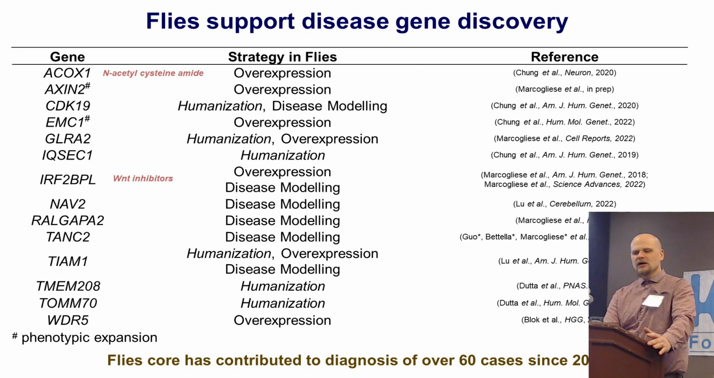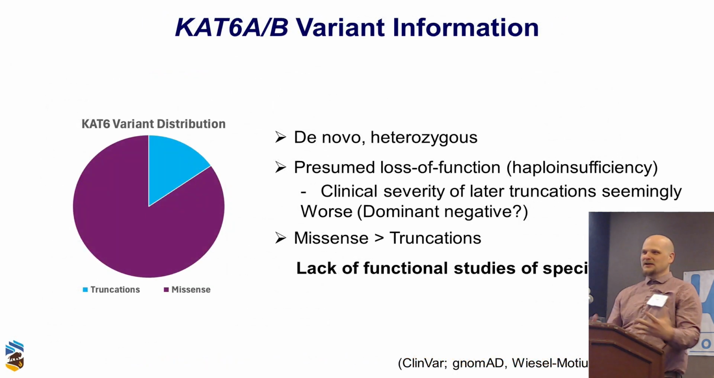When it comes to KAT6, I know we're very interested as a group in the differences between KAT6A and KAT6B, but as I'll explain, in the flies, because they're invertebrates, they only have one gene that's the sister gene to both KAT6A and KAT6B, because mammals had a lot of chromosomal duplication, and that's why we have two copies or more of genes a lot of the time.